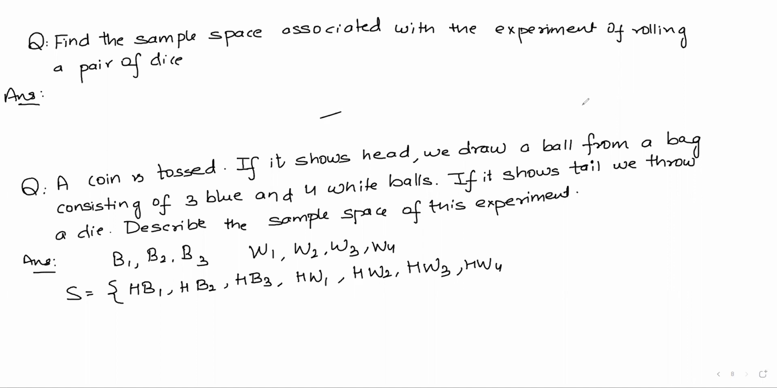Now if a tail comes, then we throw a die. So for example, if we toss and we get a tail, then we will throw a die. Suppose we get a 1 on the die. We get tail, we get 2 on the die. We get tail, we get 3, we get 4. And this is T5, and this is T6. This clear? Yes, sir. Okay.